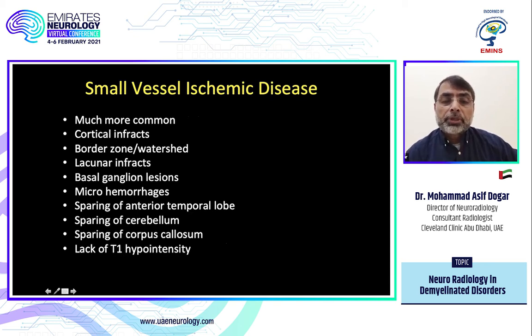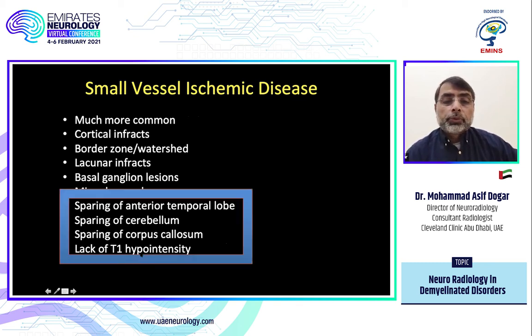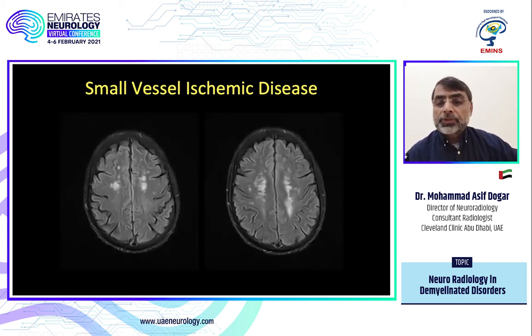They can have microhemorrhage. You can have a lot of small vessel ischemic disease, but they spare the anterior temporal lobe, cerebellum, and corpus callosum, and they usually don't have T1 hypointensity until they have microinfarcts. So these are important to differentiate from MS. We'll see examples here. So this is a small vessel ischemic disease.